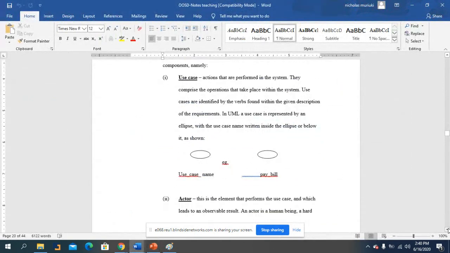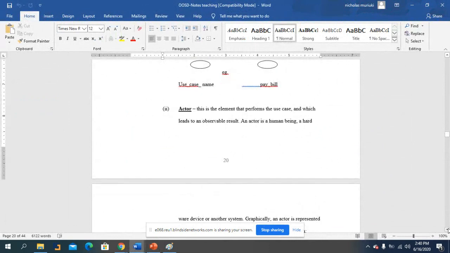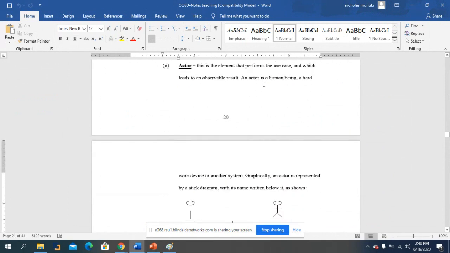Then after that, we have some actors. These are people who are supposed to do some activities in a given system. There's an element that performs a use case and which leads to an observable result. So this is a person who makes sure that this action or this process is fulfilled or acted upon, and there is an action that has to be given on that. And we need to note that an actor is a human being, a hardware device, or can be another system.